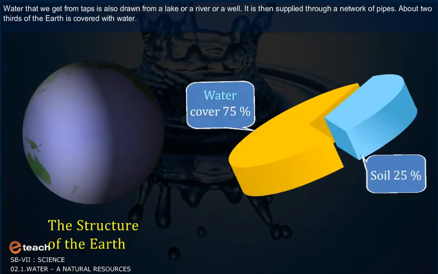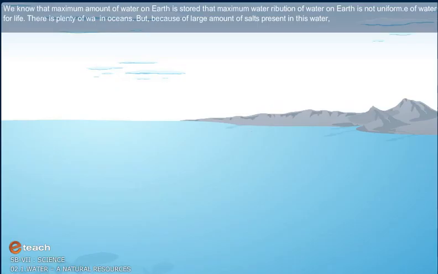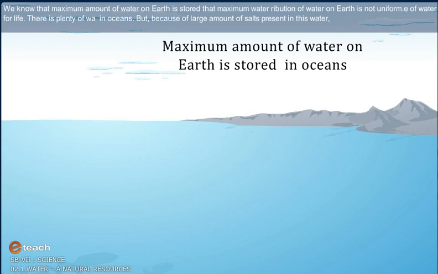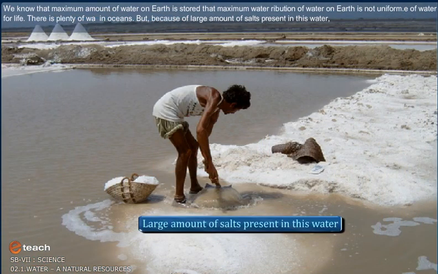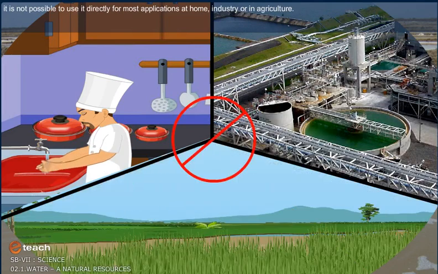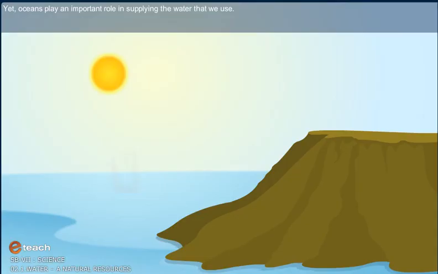About two-thirds of the earth is covered with water. We know that the maximum amount of water on earth is stored in oceans. But because of the large amount of salts present in this water, it is not possible to use it directly for most applications at home, in industry or in agriculture. Yet, oceans play an important role in supplying the water that we use.